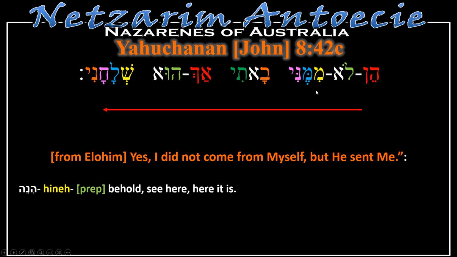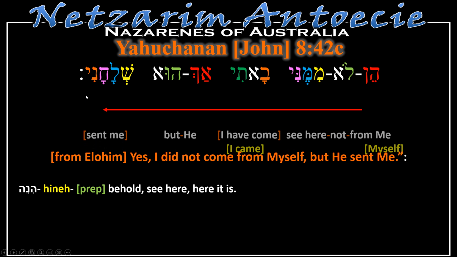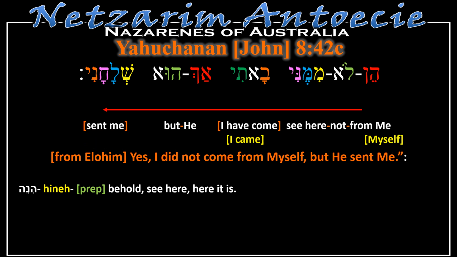And so we read it: hen, lo, me'ni, vati, ak, hu, shelachani. See here, not from me I have come, but he sent me.